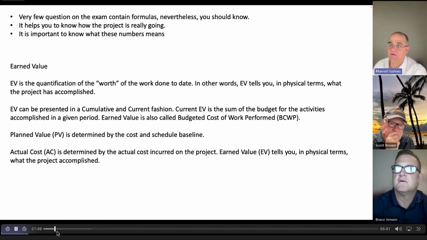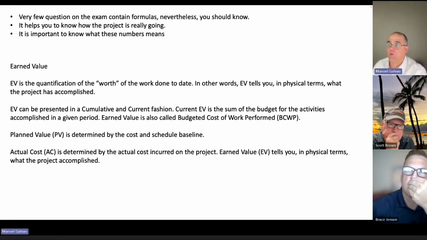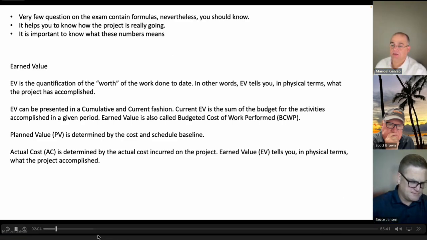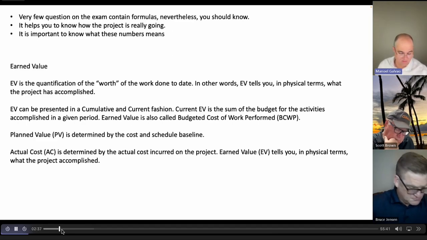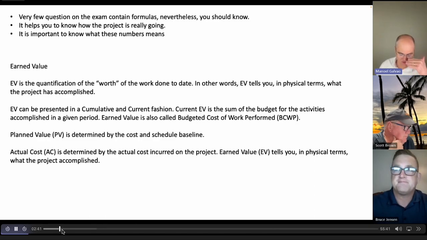I'm gonna talk about earned value. It's a quantification of the work done to date. It tells you in physical terms what the project has accomplished. Earned value can be presented in a cumulative and current fashion. Current earned value is the sum of the budget for the activities accomplished in a given period. It's also called budgeted cost of work performed. Planned value is determined by the cost and the schedule baseline. If you go to page 240, remember Mark Jensen explained those concepts.